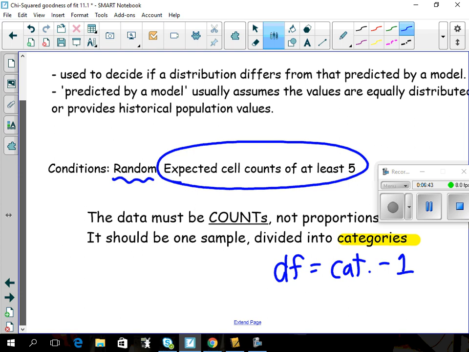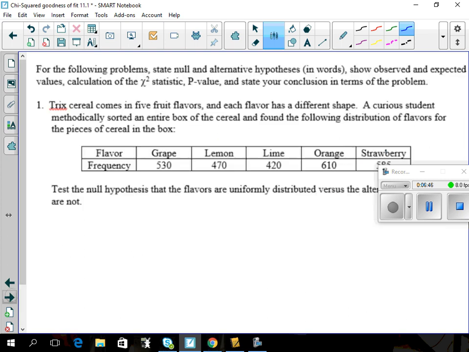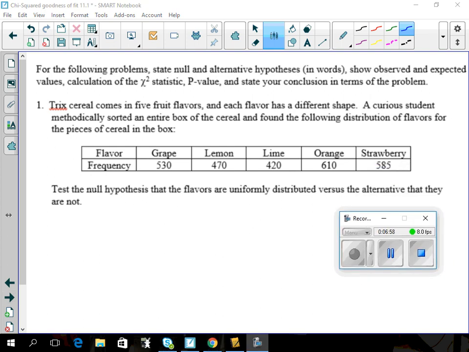Let's look at the example that I've given you. Go ahead and read the problem to yourself. It talks about trick cereal, again with colors, which is exciting. So I'm glad Kevin brought that up. Colors, flavors, whatever. So read the example to yourself for just a second, and then we'll talk about what we need to do to solve. Okay, so we kind of understand the question here. The question being asked is, are the colors in trick cereal uniformly distributed?